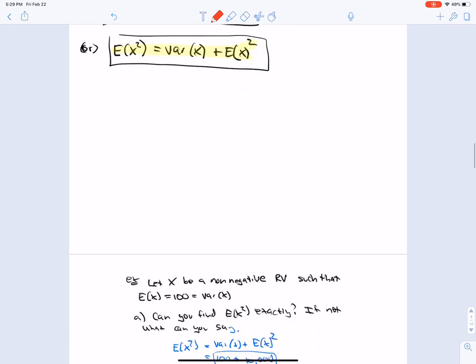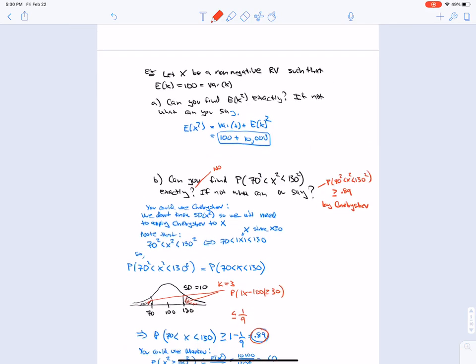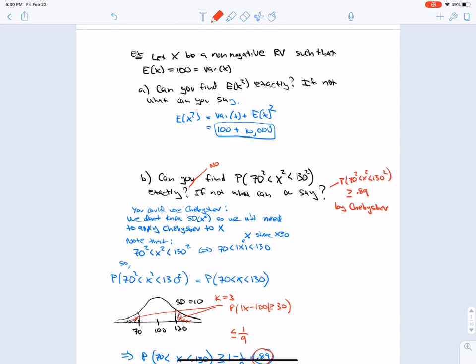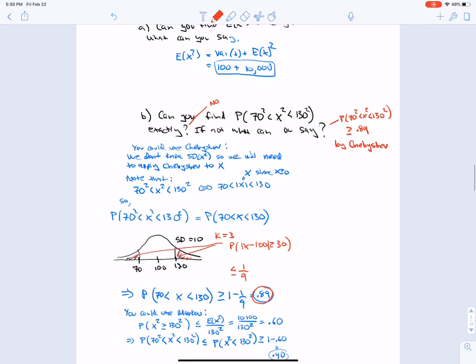That's very useful. So for example, let X be a non-negative random variable such that the expectation of X is 100 and that's also the variance of X. Can you find the expectation of X squared exactly? Of course you can use this formula to do that, since you know the variance of X and the mean. Furthermore, can you find the probability that 70 squared is less than X squared is less than 130 squared exactly? If not, what can you say?